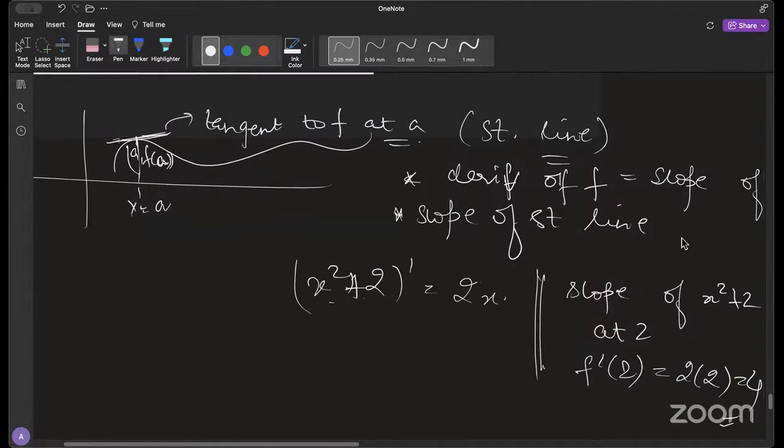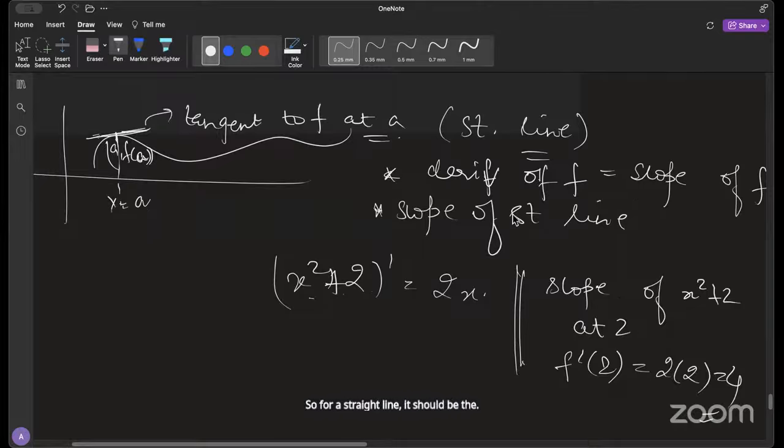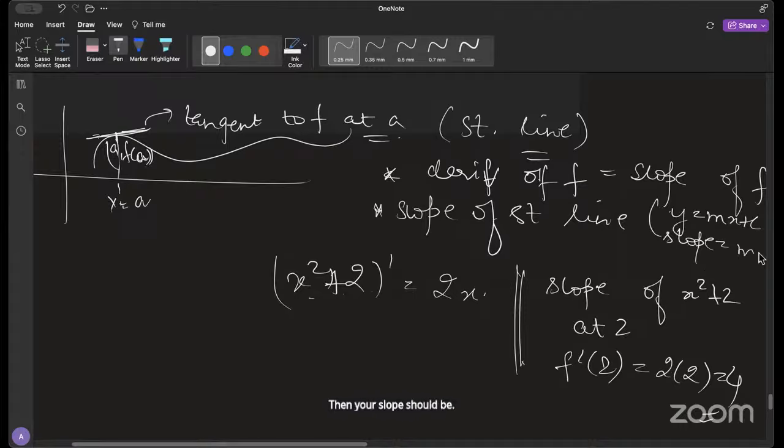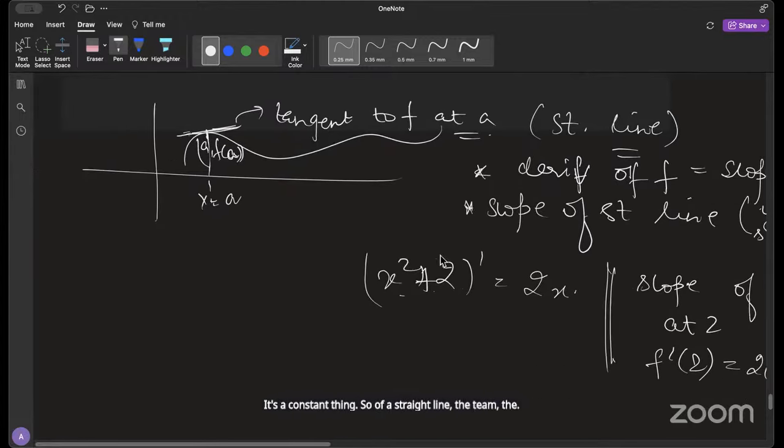So for a straight line, the slope is going to be m. If your straight line is of this form, y equals mx plus c, then your slope should be m, right? So it's a constant thing. For a straight line, the slope is constant.